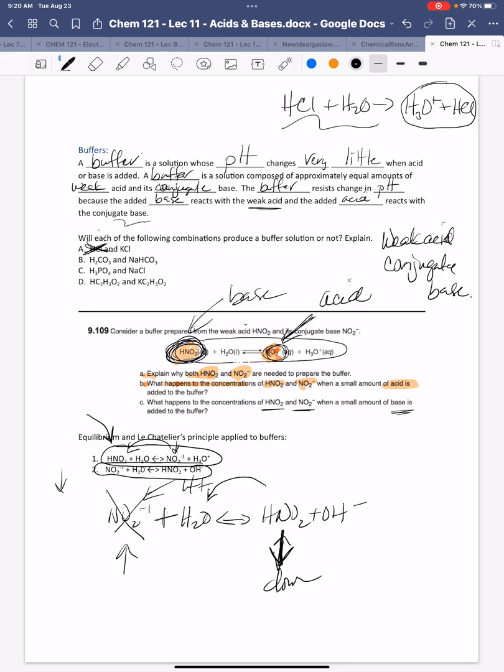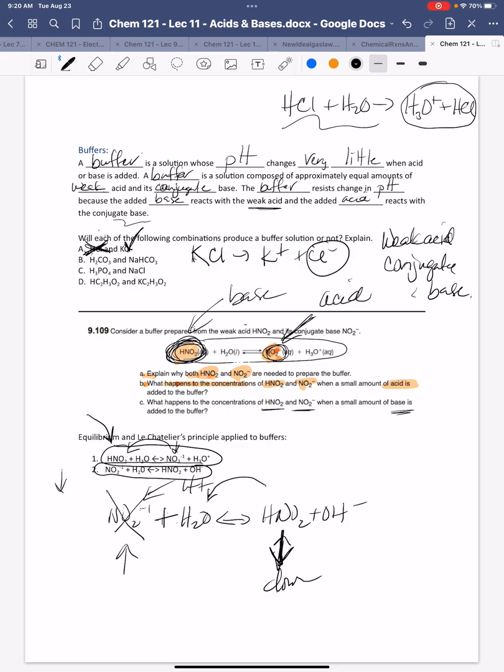But I did want to mention that Cl is the conjugate base. When KCl goes in solution, I get K plus and Cl minus, and that is the conjugate base. So this is a conjugate base, but that is not a weak acid, so this does not work.